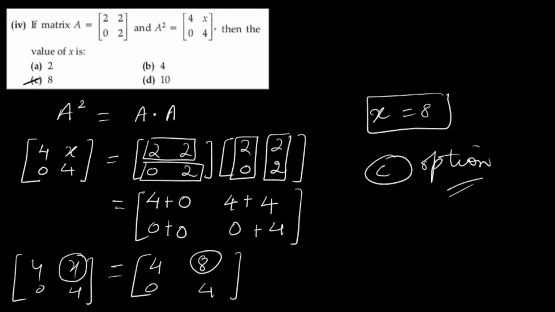Let's do the next question. Question number 5. The median of the following observations arranged in ascending order is 64. Find the value of x. The median is already given to us: median is equal to 64, and we have to find the value of x. The given data is arranged in ascending order.